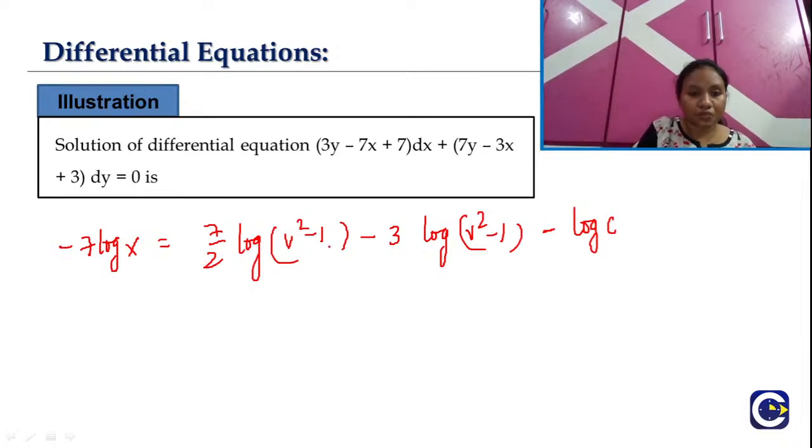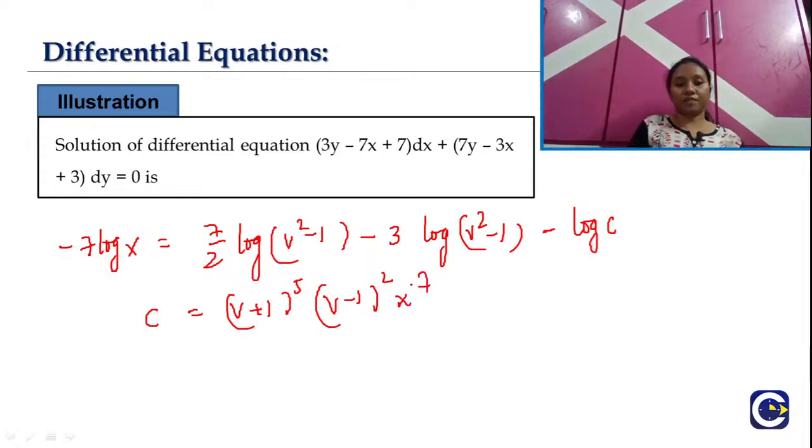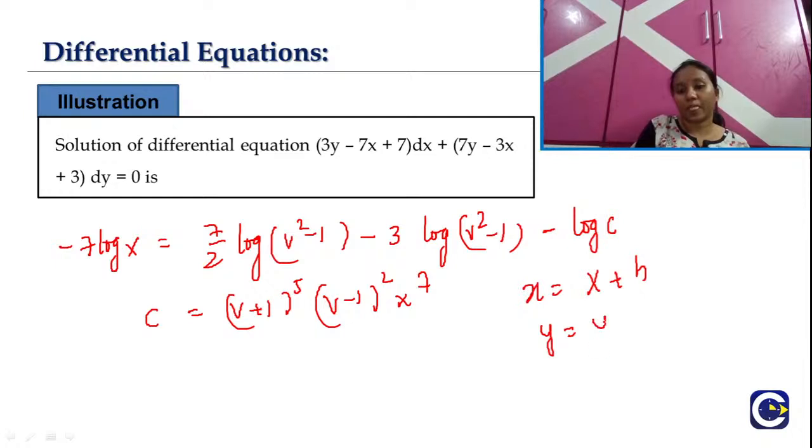So now we can rewrite this term. After eliminating the entire log, it will be c equal to v plus 1 whole power 5, v minus 1 whole square, and x power 7. You can just adjust the terms. Initially we substituted, in place of x, x plus h, and in place of y, y plus k.